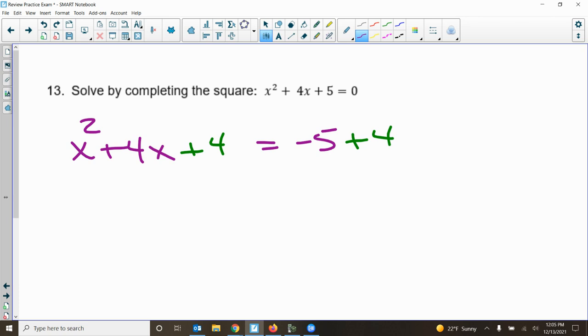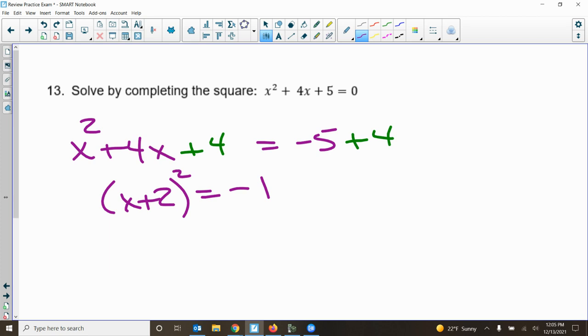Okay. Now, what does that left-hand side turn into? 2 and 2, right? It's x plus 2 quantity squared equals negative 1. And it says solve by completing the square. So this is the procedure that we go through.